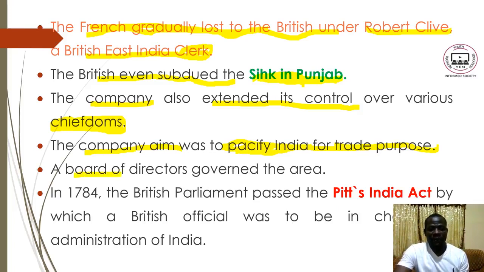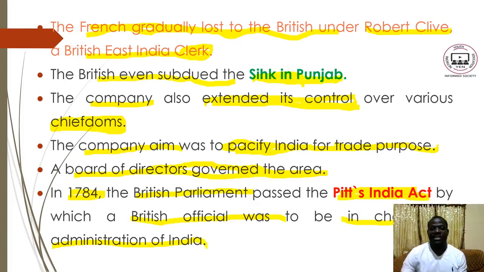A board of directors governed the area. So how did they extend their control into other areas? They set up a board of directors to govern that area of India, wherever the British company extended its control. By 1784, the British Parliament passed what was called Pitt's India Act. Under this act, a British official was to be in charge of Indian administration.